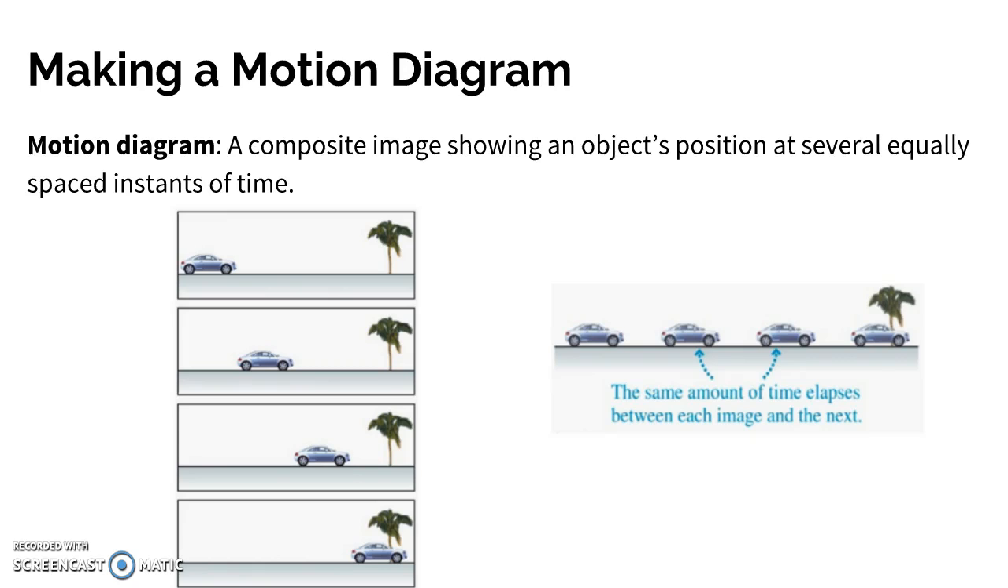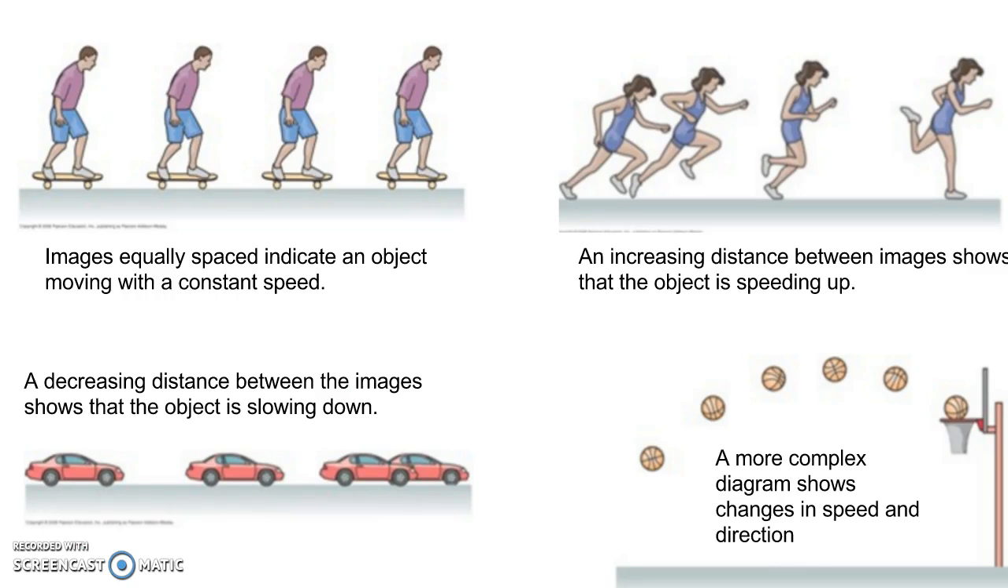But the important part here is that the same amount of time has elapsed between each image and the next, right? And that's an important part about the motion diagram, because we can analyze the object's motion and speed based on that information. Right. So if we see up here on the top left, we have a skateboarder who has equal spaces in between these moments in time, if you want to call them. So because the images are equally spaced, that's indicative that the object is moving at a constant speed. So the skateboarder here is moving at a constant speed.